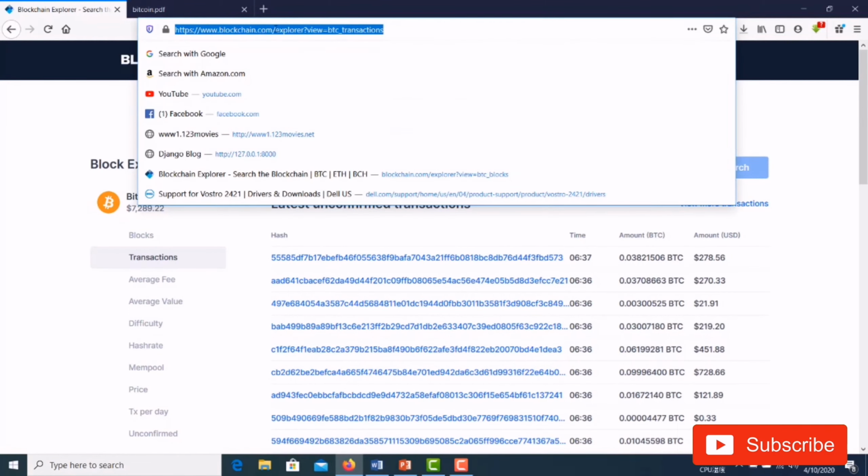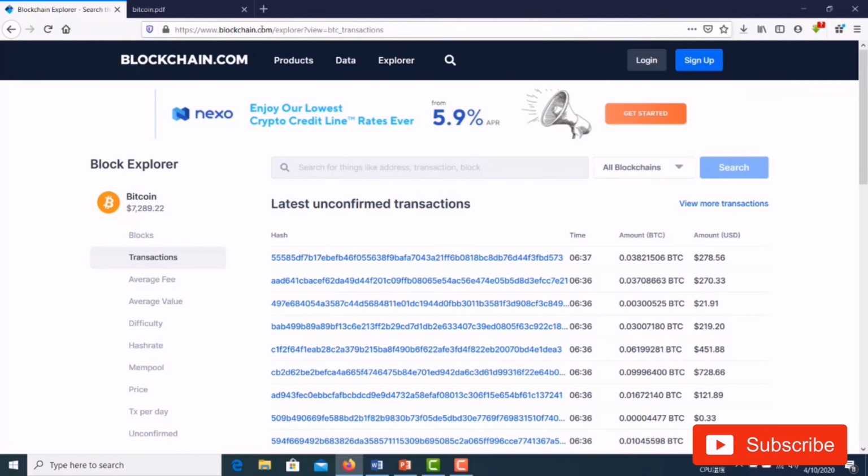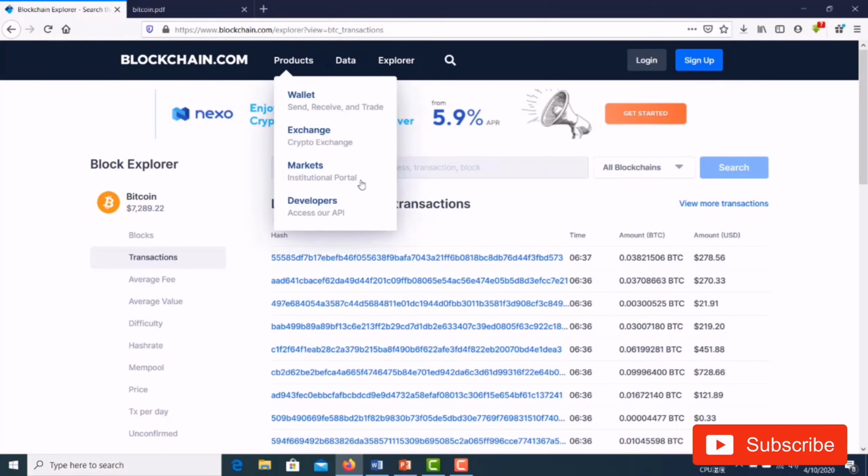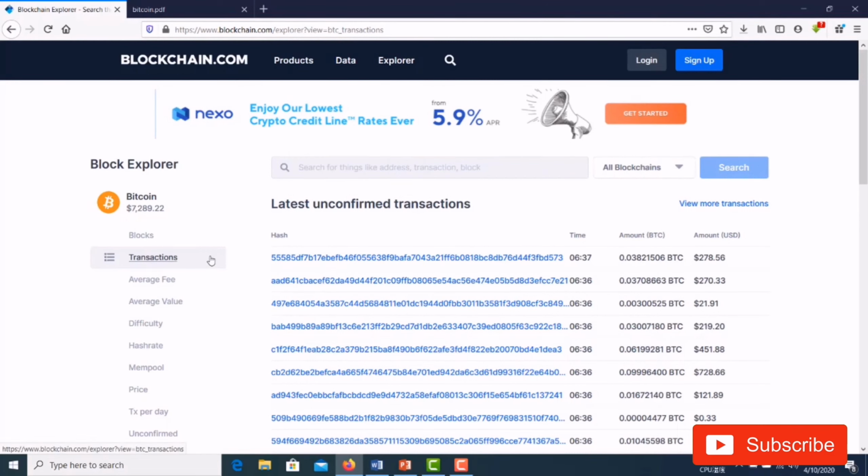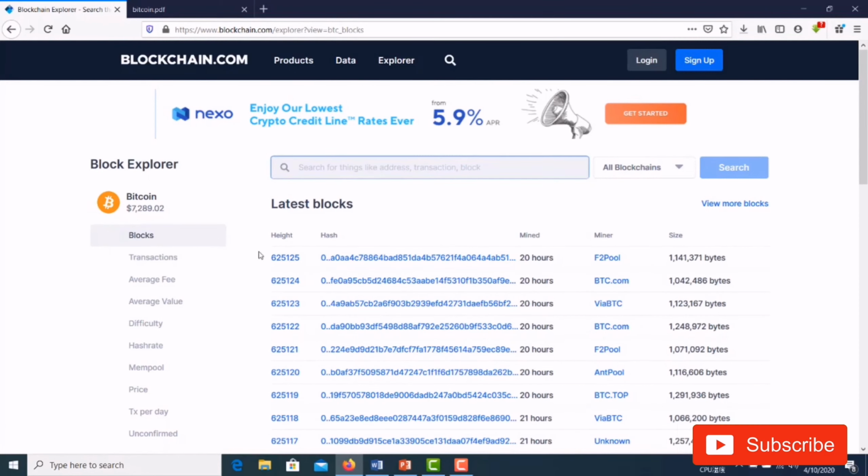So look here at the blockchain.com explorer. You would see how this works. This is happening live right now. You have the transactions right there, and these are unconfirmed transactions, and then you have the blocks. These are the blocks that have been published, and once a block is published, it cannot be reversed. You see the block number right now, and it keeps going up every 10 minutes.